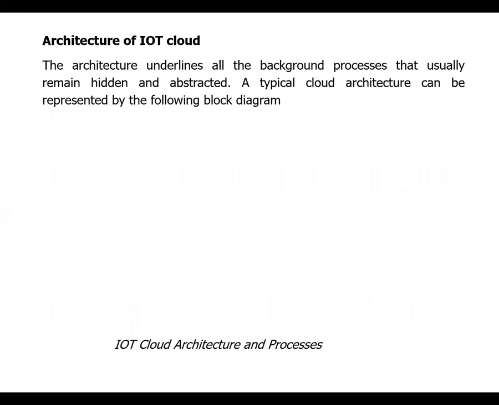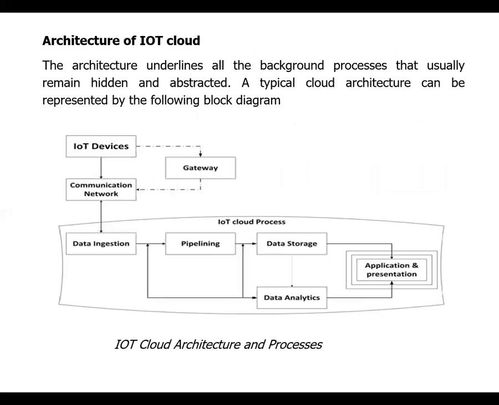Architecture of IoT cloud. In this section we will see the architecture of the cloud, the components that constitute the IoT cloud. You can see at the bottom there is a boundary, and above this you can see the IoT devices, the edge layer. They are communicating with the gateway, and then through some communication network like Wi-Fi, it will send data via the gateway to the cloud. In the cloud, the first component is called data ingestion, and then pipeline, data storage, application and presentation, and data analytics. So we will explain those things in detail.